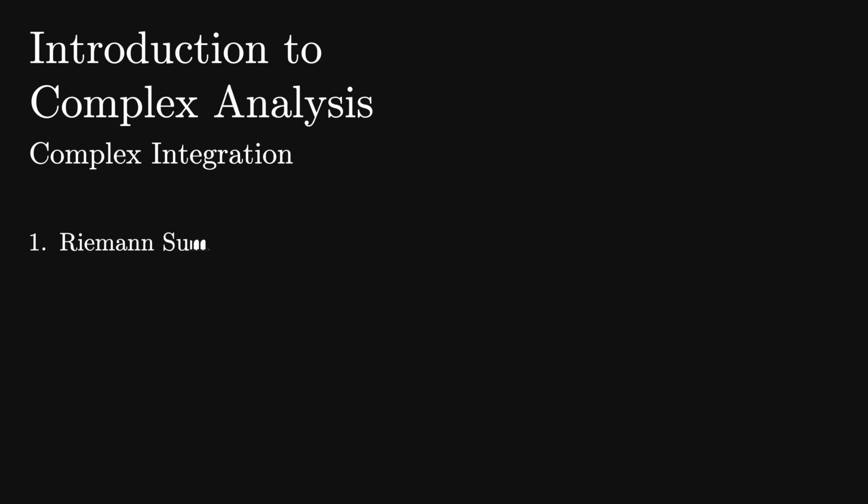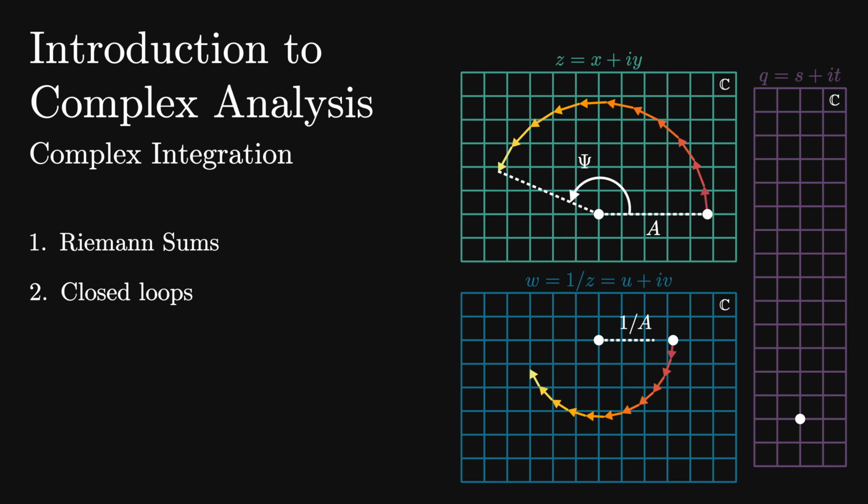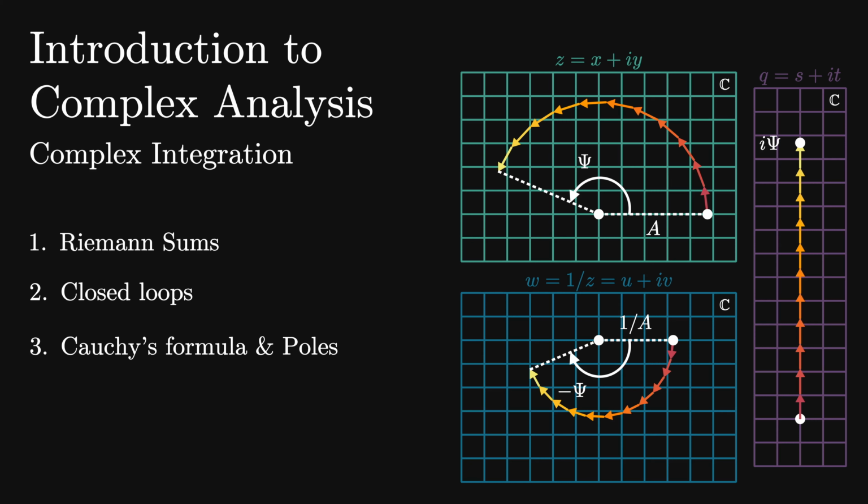First, we'll derive complex integrals using the idea of Riemann sums. From there, we'll discover that the integral along a closed loop of an analytic function is 0. Interesting things start happening when our loops enclose poles. This will lead us to Cauchy's formula, which we'll use to solve several different problems involving real integrals and infinite sums.